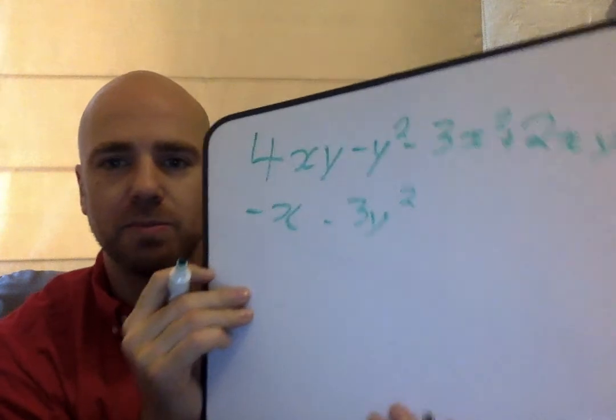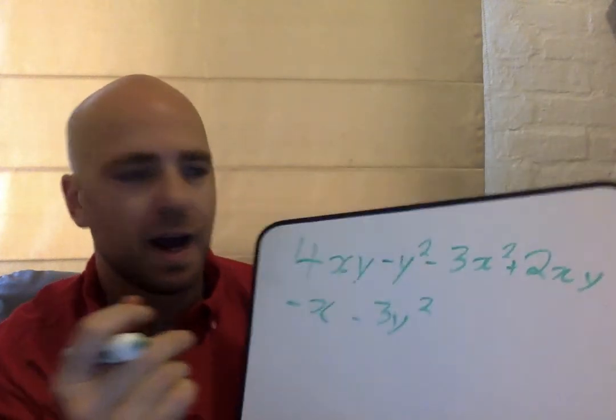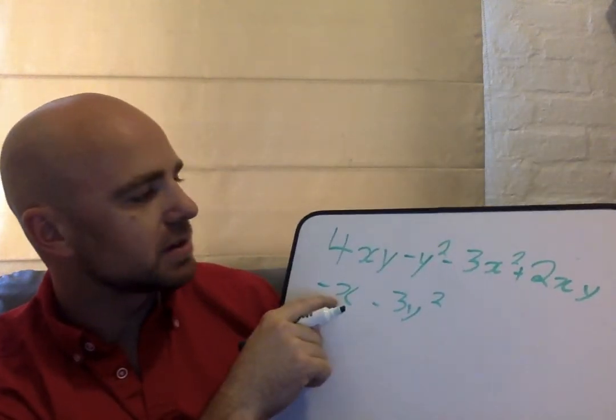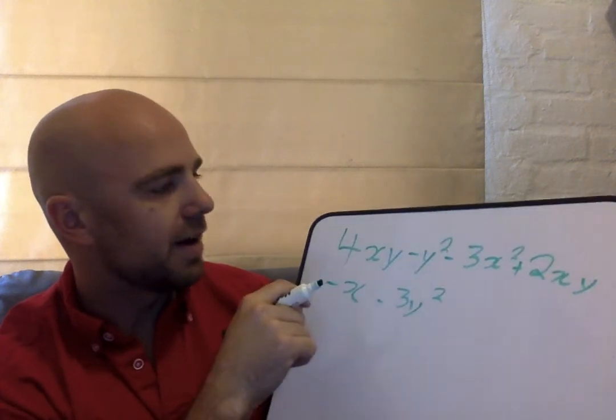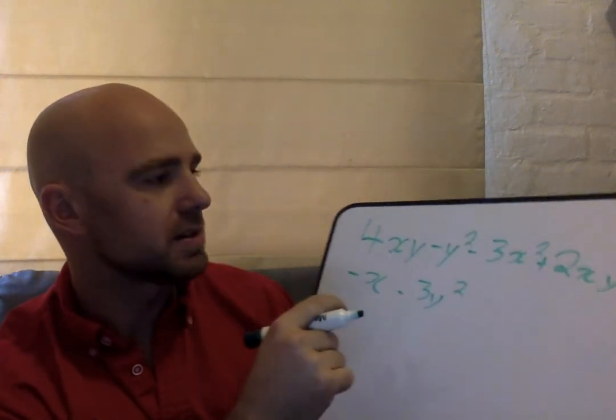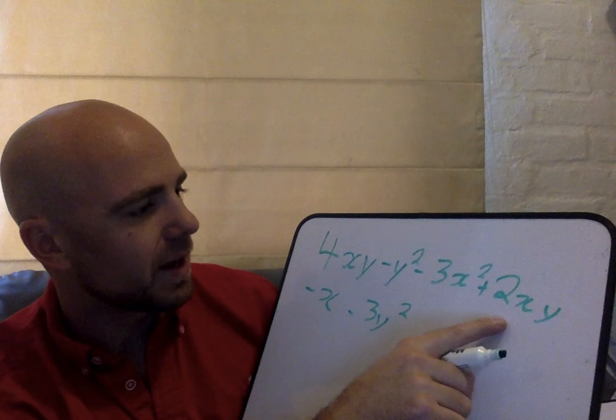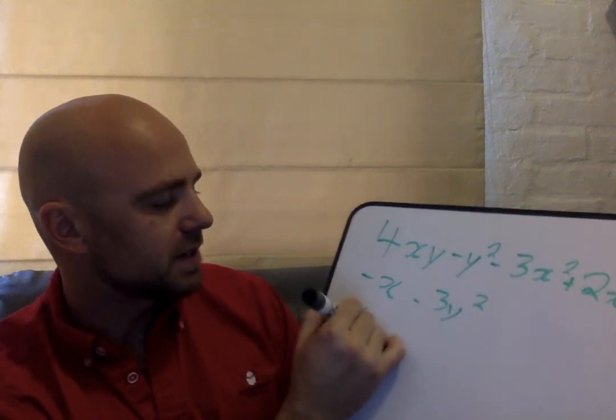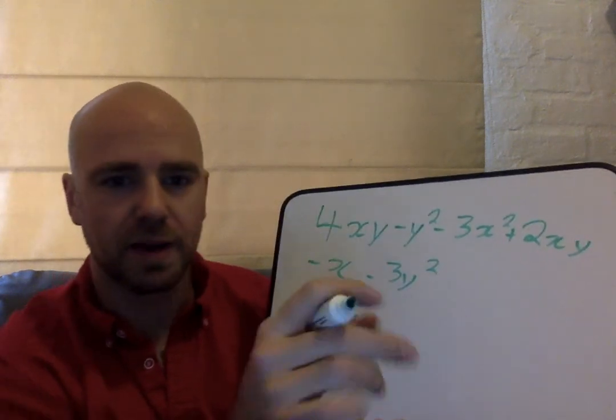So once again, I'm joining my common terms. So I can't necessarily join an x to an xy. I can join xy's with xy's. So let's start with that. I have 4xy and I have 2xy. So that's going to give me 6xy's.